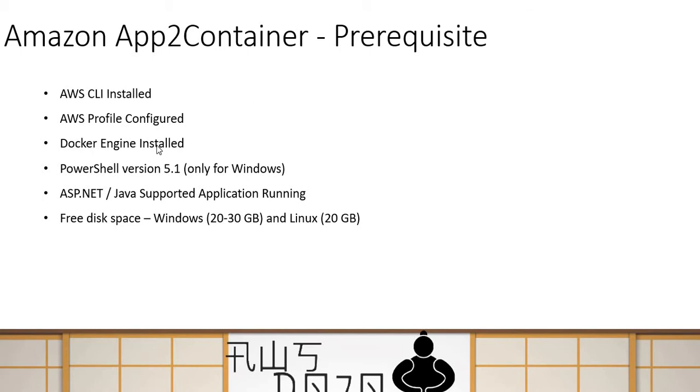Then you want to have a Docker engine installed on that server. And if it is Windows, then you should have PowerShell version 5.1 installed at minimum. Of course, you need to have your application server running there because this is the application you're going to Dockerize. And then you need a lot of free disk space. If it is a Linux platform, then 20 GB is sufficient. But if it is Windows, depending on the size of the application you're Dockerizing or containerizing, it should be anywhere between 20 to 30 GB.